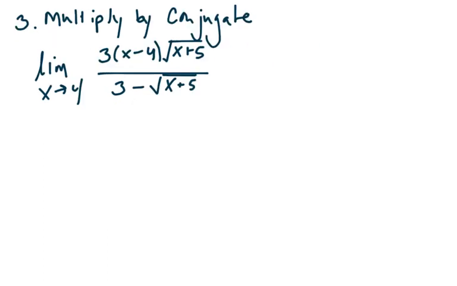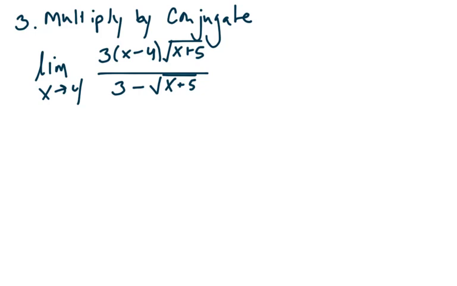Next, multiplication by a conjugate. So if simplification doesn't seem to be working and you see some radicals in your expression, multiplication by a conjugate might be something to try. It might be helpful. So here, I notice that in my denominator, I've got 3 minus root x plus 5.